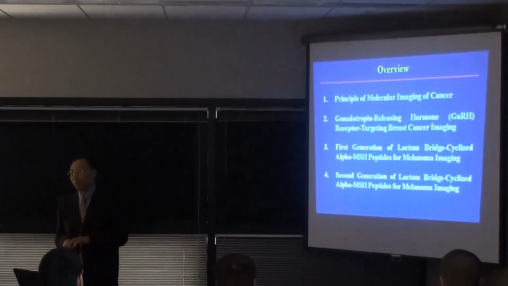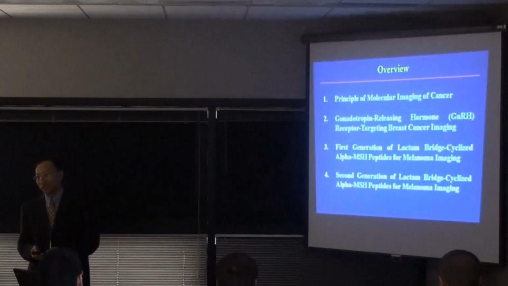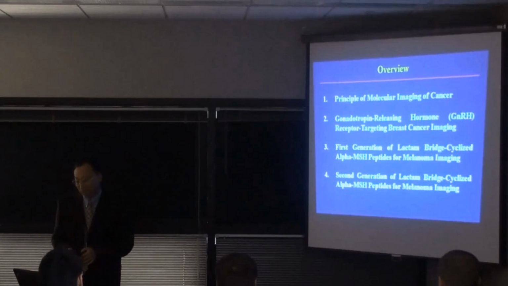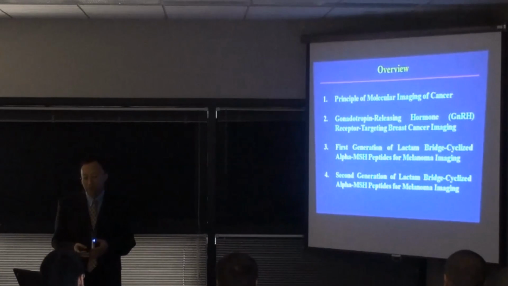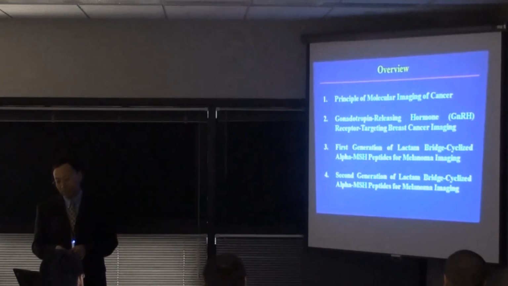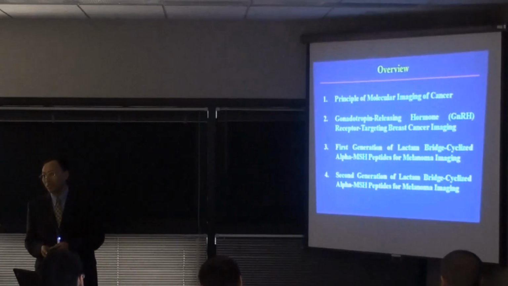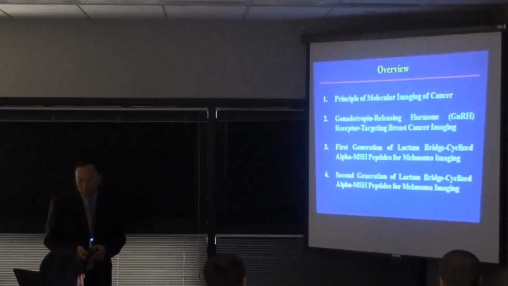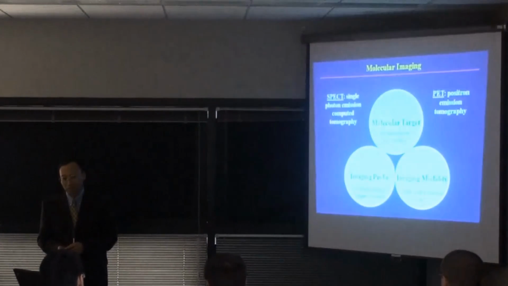In this talk, I'm going to have 4 sections. In the first section, I'm going to give you a brief introduction on the principle of molecular imaging of cancer. Then I'm going to give you 2 sets of examples. One set will be targeting the GnRH receptor for breast cancer imaging, and then I'll give you 2 generations of peptides targeting the MC1R for melanoma imaging. So let me start with the principle of molecular imaging of cancer.